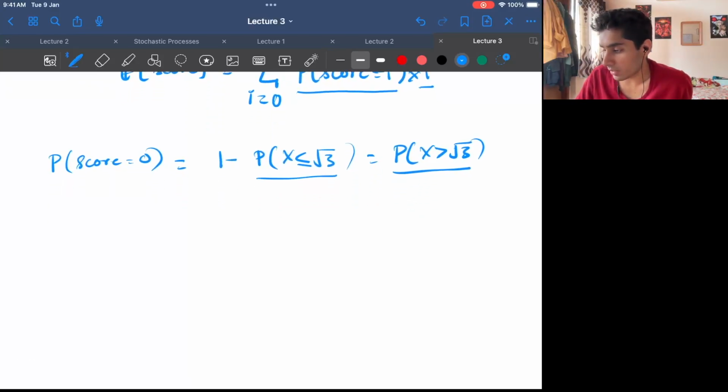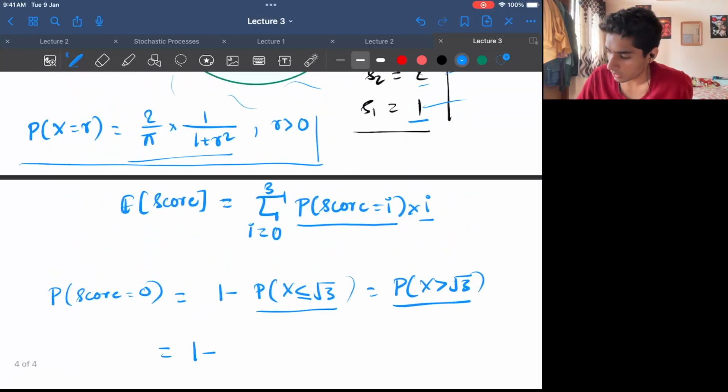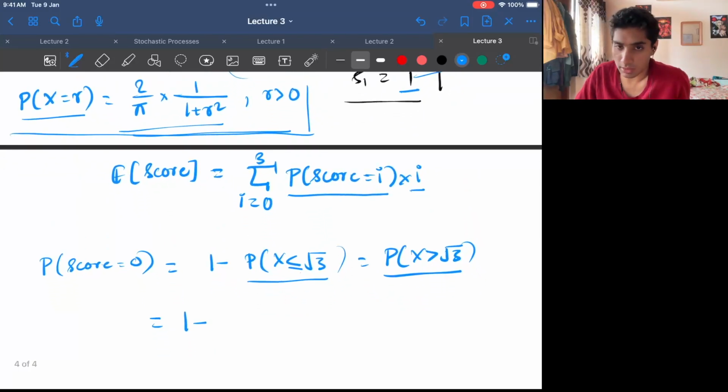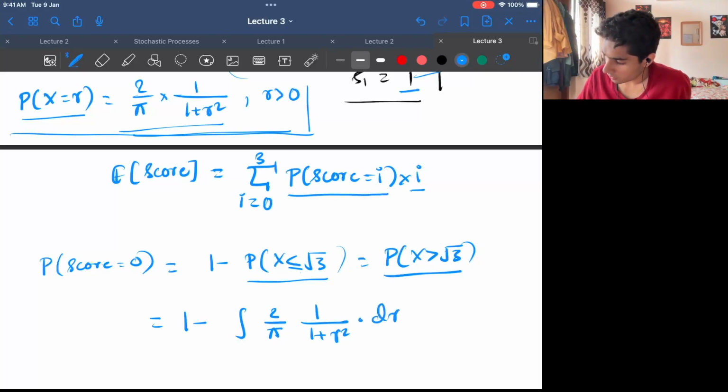But this is easier to calculate. So what will it be? 1 minus probability of x less than or equal to 3. You are given this probability distribution. Now R is continuous here, so you cannot use simple summation. You need to use integration. So this will be 2 by pi into 1 by 1 plus r square dr, where r should go from 0 to root 3, right?